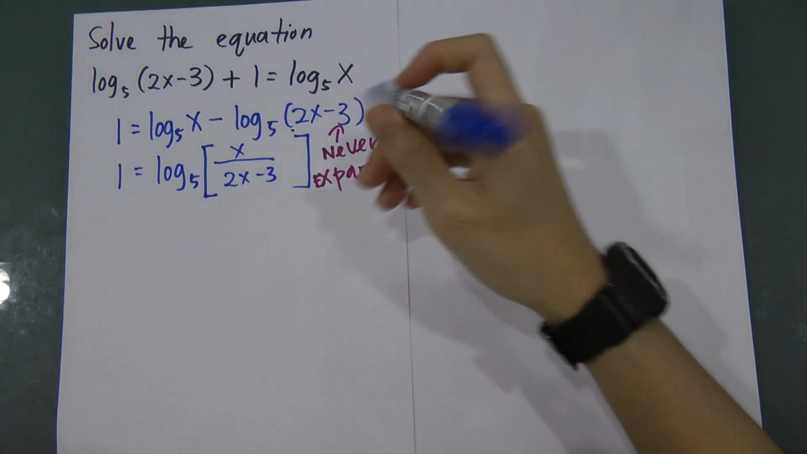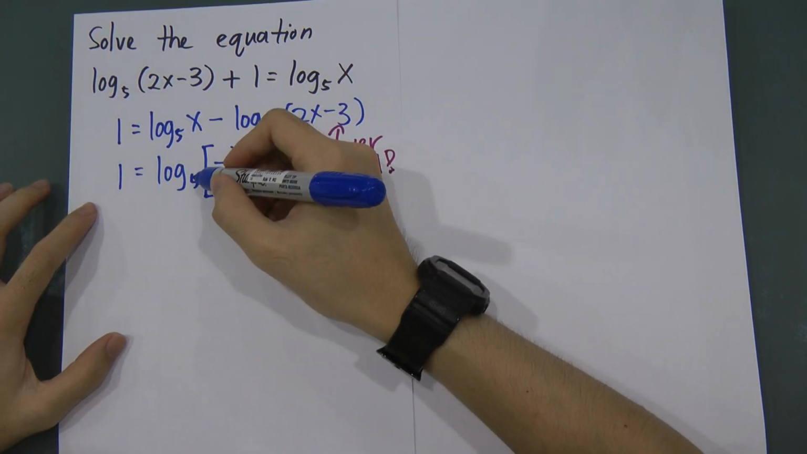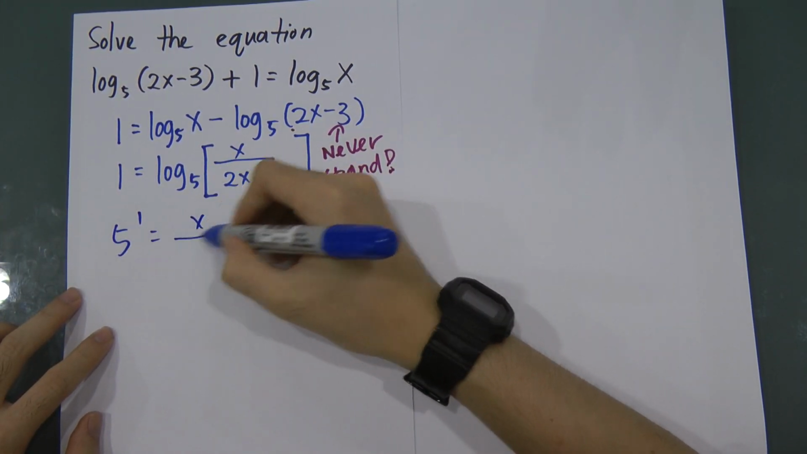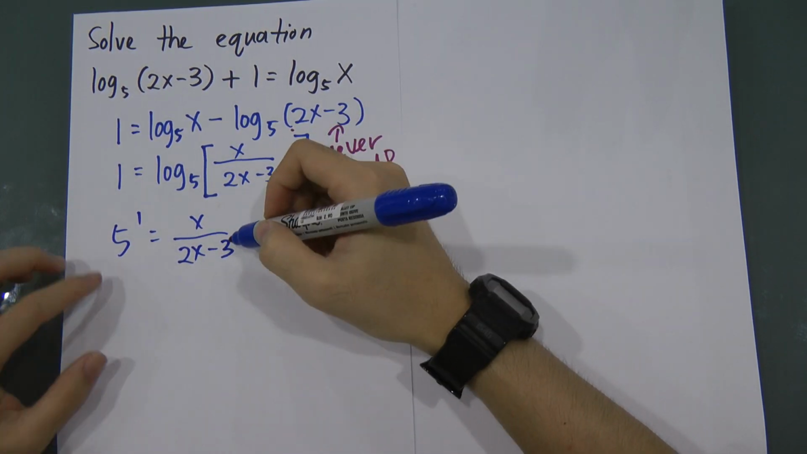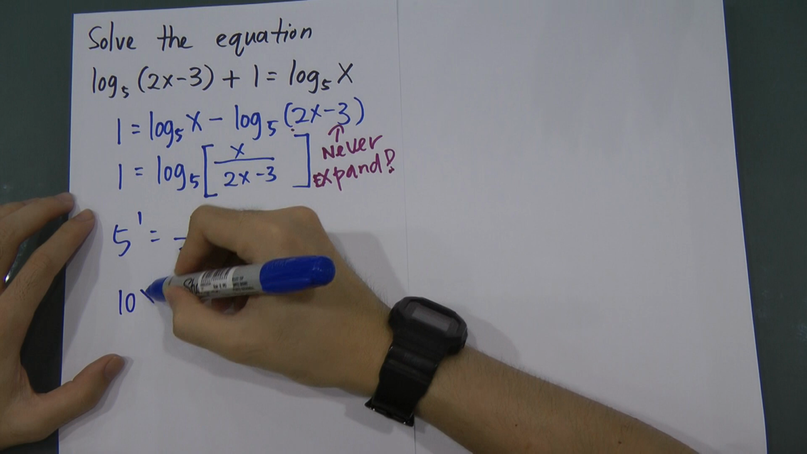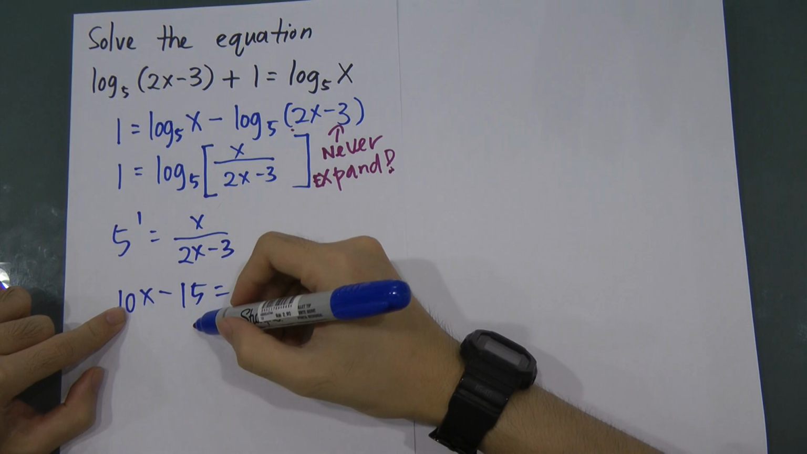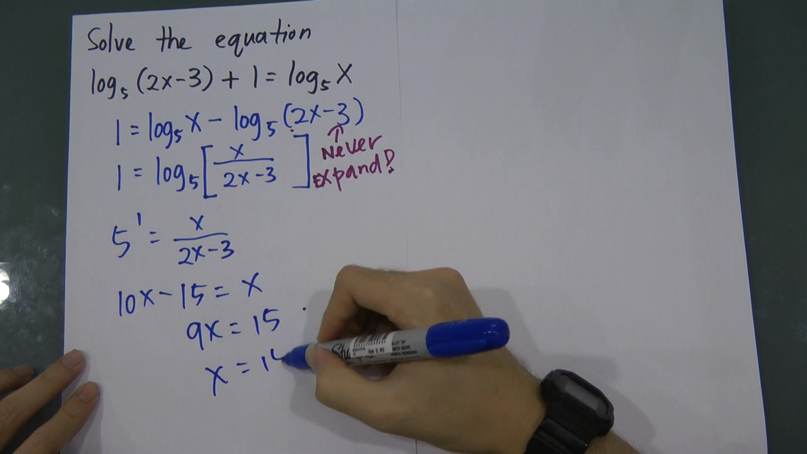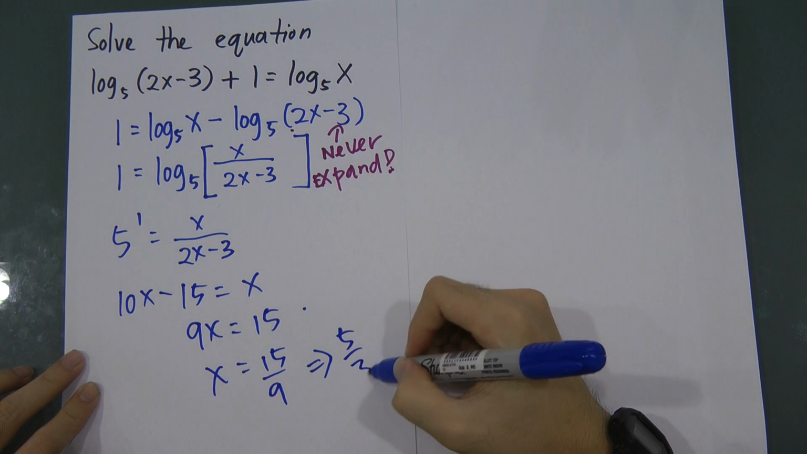Then last video I mentioned, if it is log base 5, we throw this one to the other side, and the base becomes the number, the number becomes the power, equals to x over 2x minus 3. Then it will be very easy. This one does not have log anymore, so I multiply this over to that side. I got 10x minus 15 equals to x. So x moves to the other side, so 9x equals 15. So x equals 15 over 9, which simplifies by dividing by 3 to 5 over 3. So x equals 5 over 3.